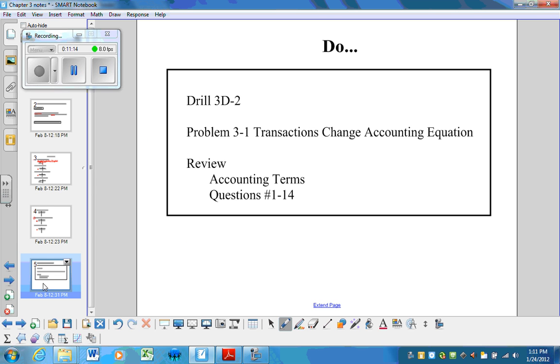Okay, so to practice just that, I want you to do drill 3D2 and problem 3.1, and you can use the answer keys that I've provided for you to do that one. I want you to do problem 3.2 for a hand in. So no answer key for that one. And then when you get done that, you can do the accounting terms in questions 1 to 14, and you'll correct those together in class.